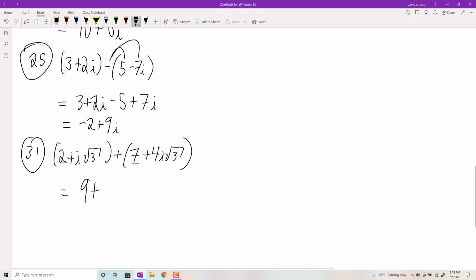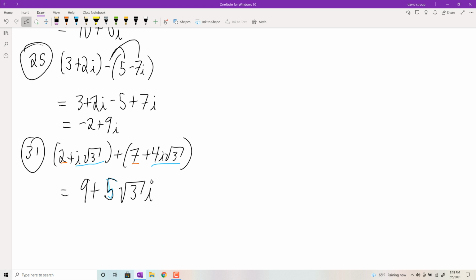And then add up the imaginary parts. Say I have 1 i root 3, and then over here 4 i root 3's. So that's going to give you a grand total of 5 i root 3's. Okay, so 5 i root 3. Of course, I like to write it 5 root 3i to have that basic form that I'm always after. Okay, so a is 9, b is 5 root 3.